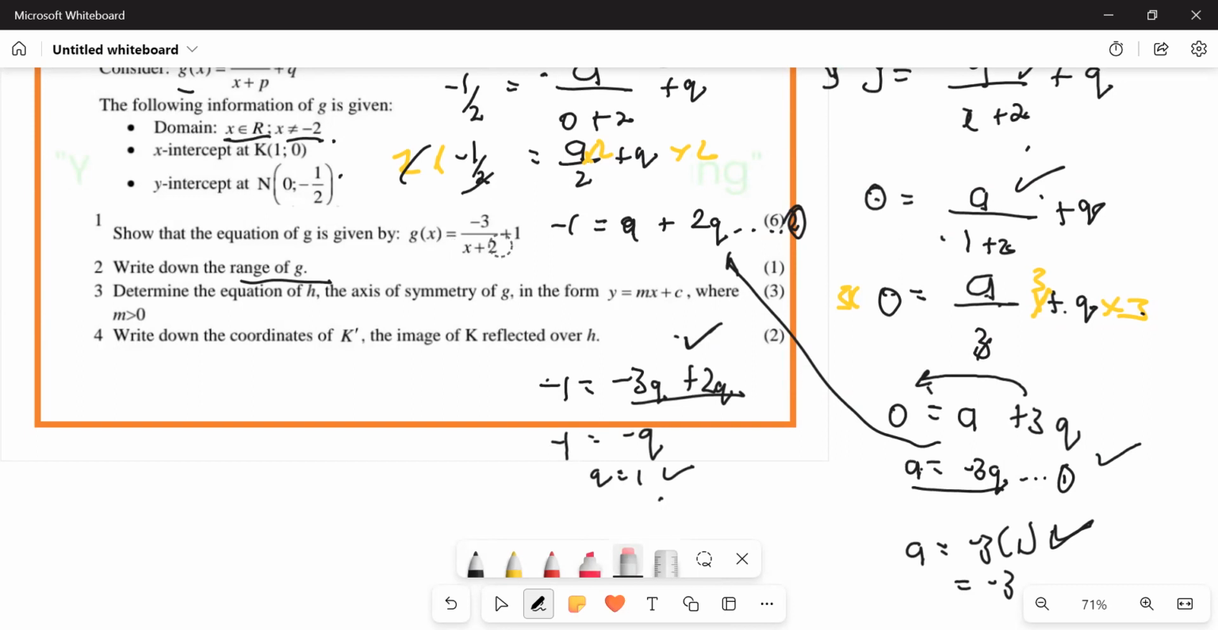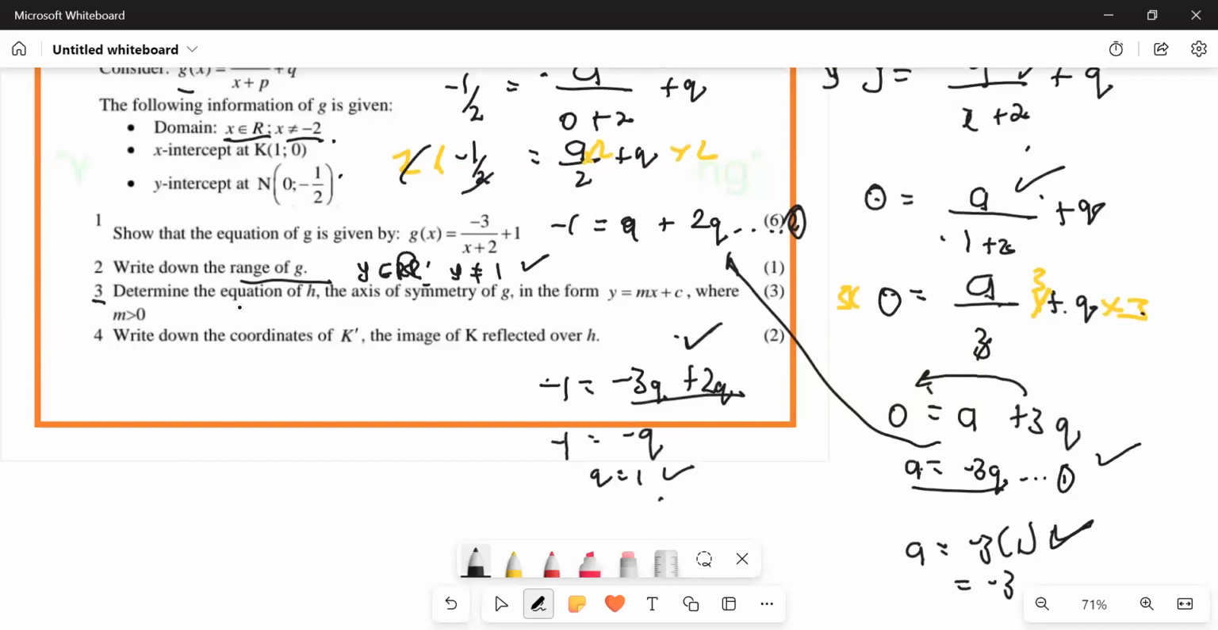The equation is given like this. They say determine the range. What is going to be the range of this thing here? The range is going to say y is an element of all the real numbers. But y cannot be what? It cannot be 1. 1 mark for that. Y cannot be 1. 1 mark.